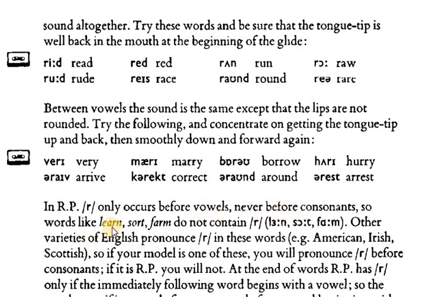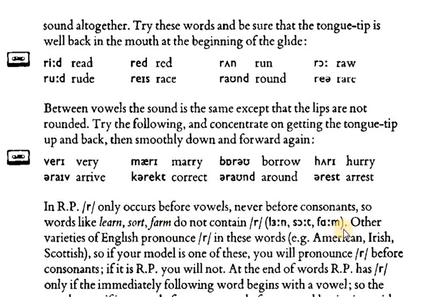So look at these words: learn, sort, farm. They do not contain r. Why? Because I have r followed by a consonant. عندي را متبوعا بصوت صحيح، إذا ما أنتج الرا في هذه الحالة، أنتجها فقط إذا كان بعد صوت علة. Other varieties of English pronounce r in these words. بعض الأكسنت الأخرى بالنسبة إلى اللغة الإنجليزية كالأمريكان، الإيرش، السكوتش يلفظون الرا في كل مكان حتى وإن كان متبوع بصوت صحيح. فكلمة learn راح يلفظها learn، كلمة sort يلفظها sort، كلمة farm تلفظ farm.